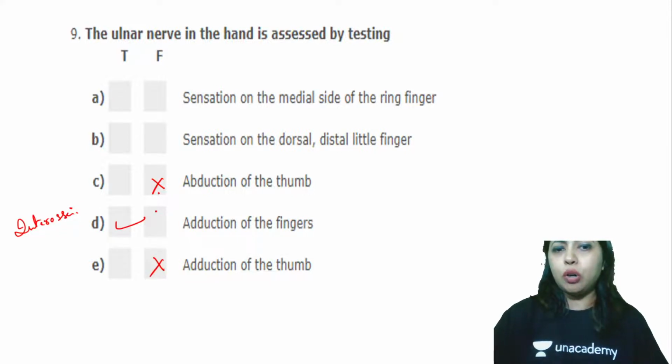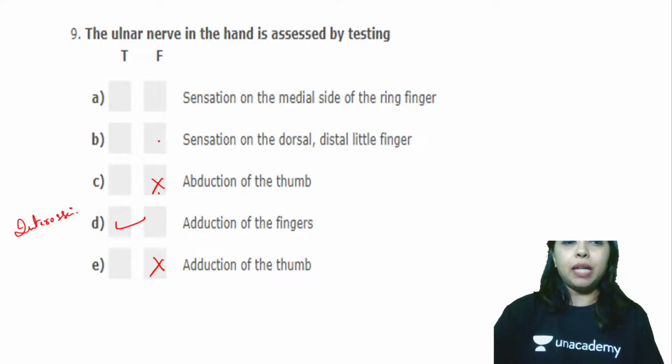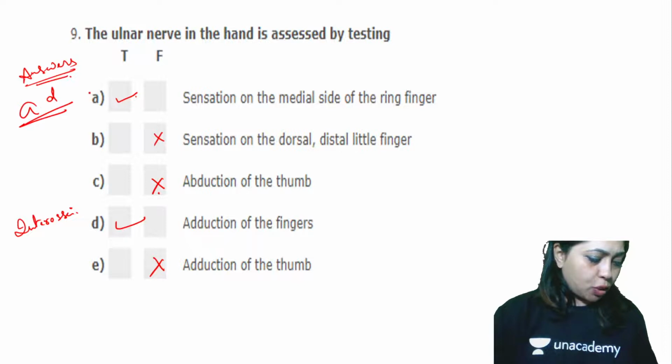So sensation on the dorsal and distal part of the little finger has got nothing to do with the ulnar nerve. And sensation on the medial side of the ring finger, yes, it is. So it is A and D. These are the answers. A and D are the answers. Okay, let's see the next one.